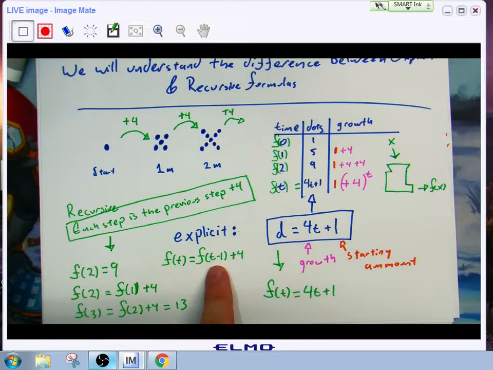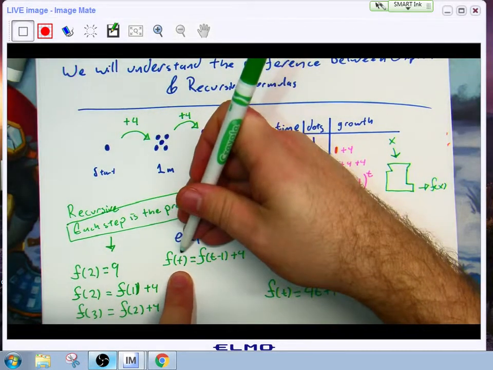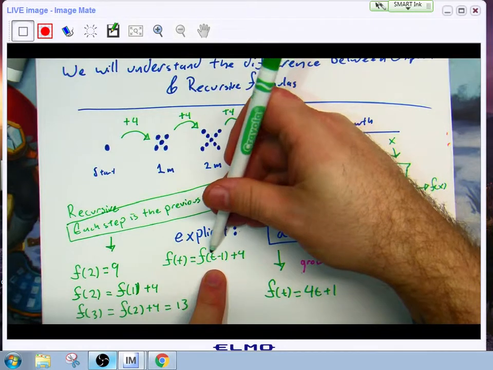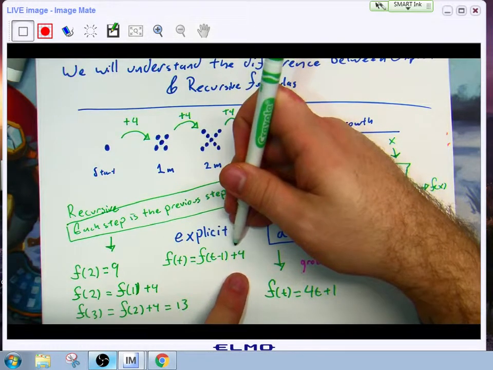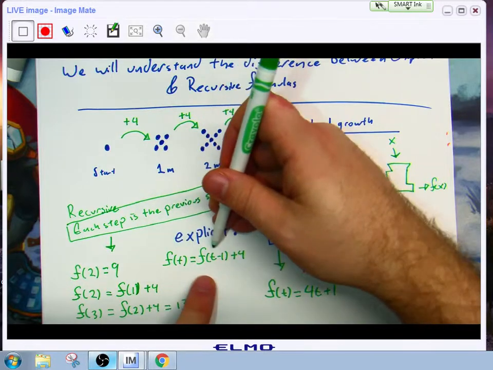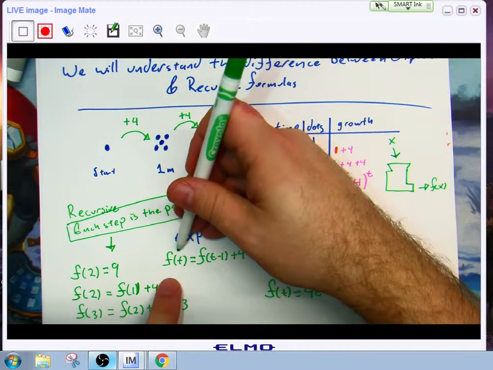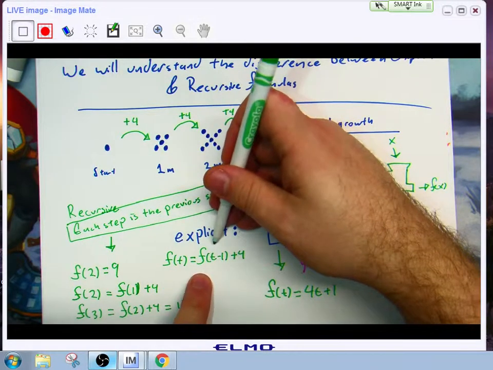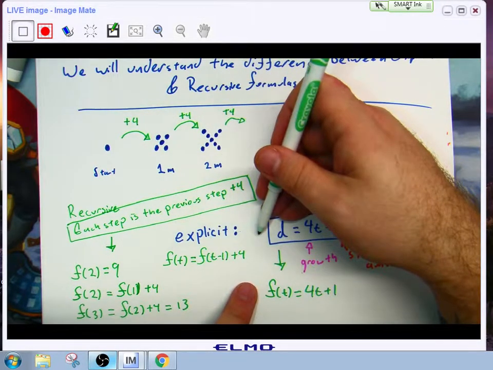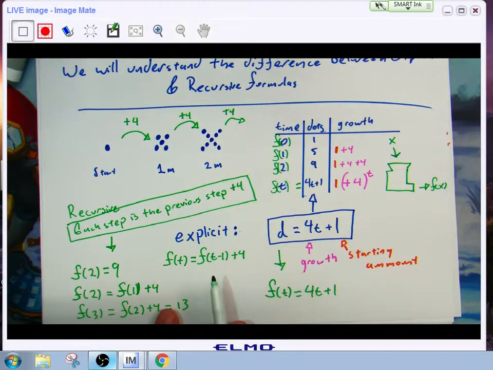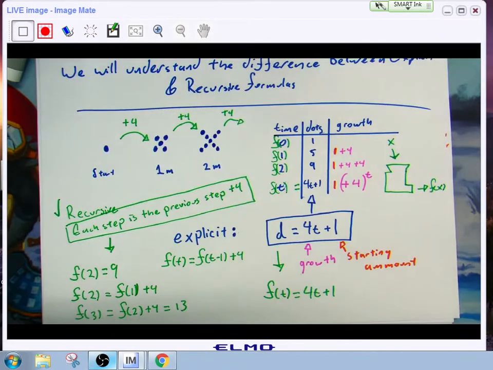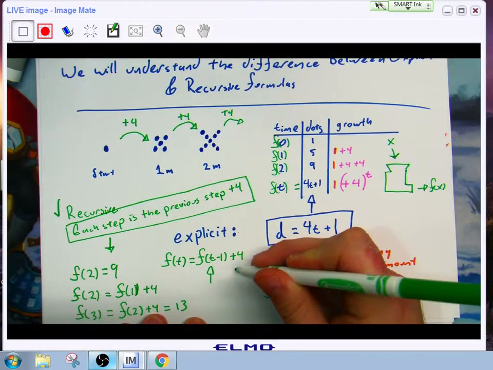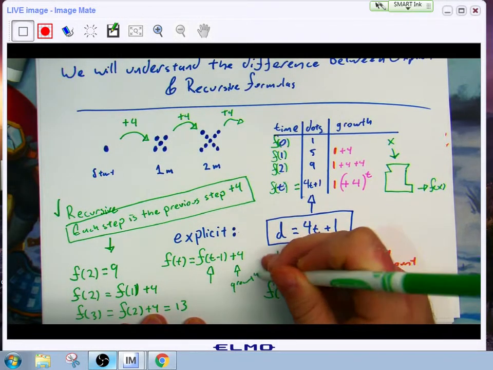Essen? It's talking about the step right before it. Absolutely. It's talking about the step right before it. So step 2, if t were 2, is step 1, because 2 minus 1 is 1, plus 4. Step 5 is step 4 plus 4. Step 100 is step 99 plus 4. Does that make sense? So f of t minus 1 is relative to the step before it. And that's why we call it recursive. We call it recursive because you're rewriting the previous step, and then you're doing whatever your growth is. This is the previous step.